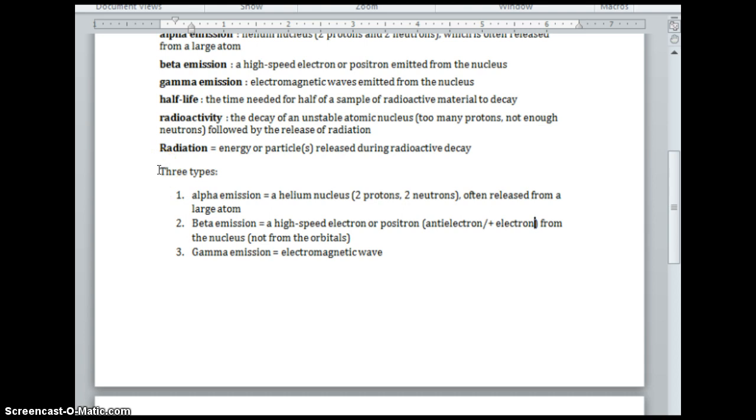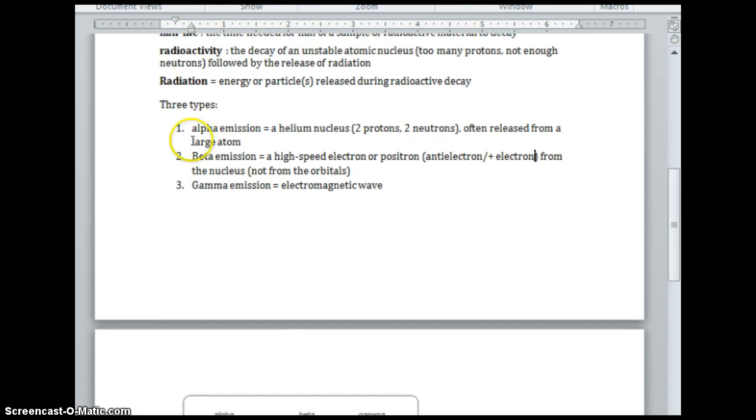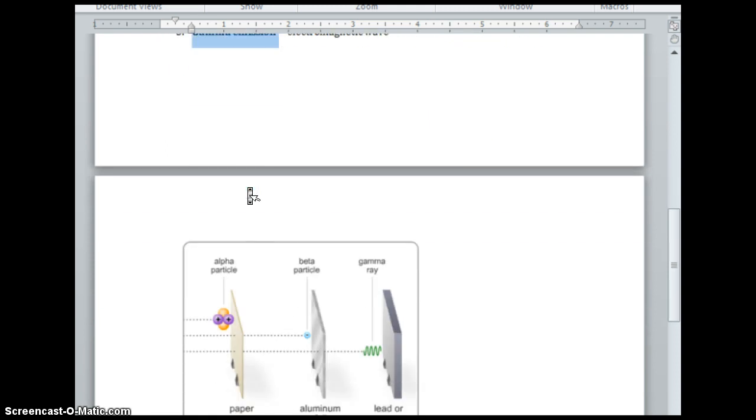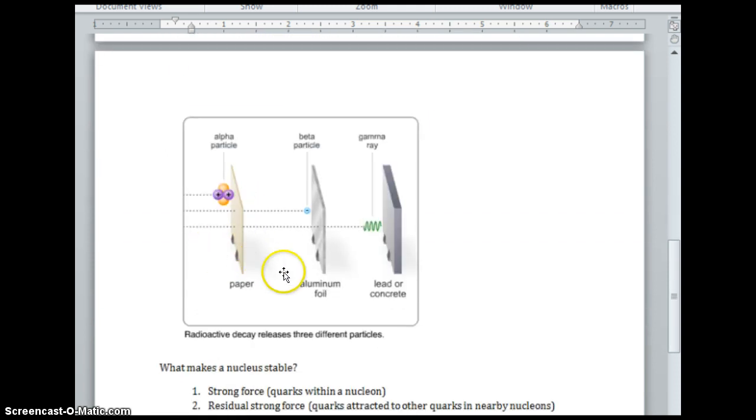So I added the 3 types of radiation. I just copy-pasted it. Again, feel free to add more to your own notes or less, whatever you feel would be the most helpful for you. And I also added the picture because I just think this is a great visual about how much stronger gamma is than alpha, and it also reminds you of what will stop them and what they are still able to go through.